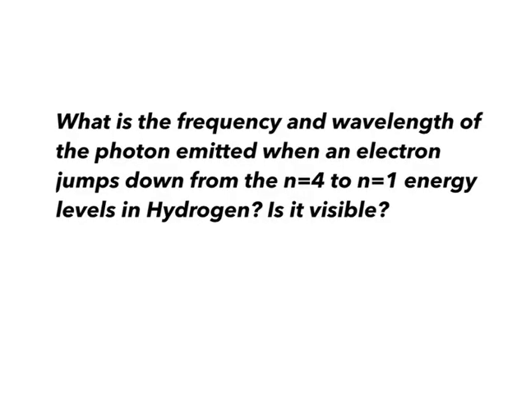So now it's your turn. Try this problem, and once you get an answer, show me in class. The question is, what is the frequency and wavelength of the photon emitted when an electron jumps down from the n equals 4 to the n equals 1 energy level in hydrogen? Is this photon visible? First of all, you might want to review the problem that I just did for you. Watch it again, and then try to use exactly the same procedure to answer this question.